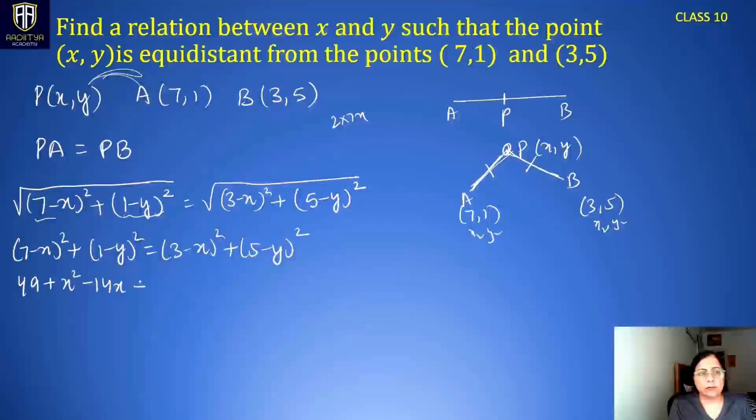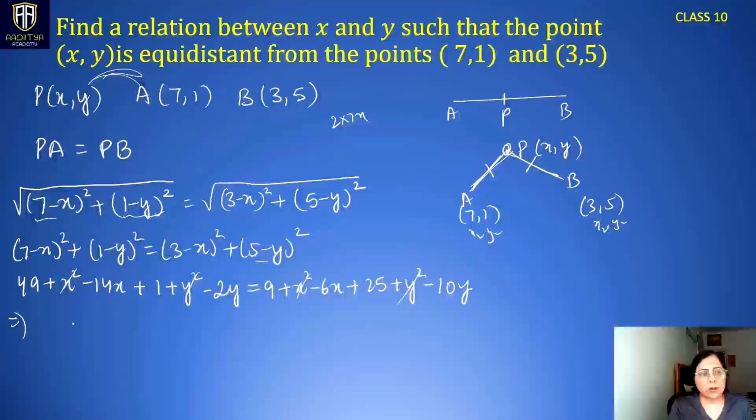Now I am opening the second bracket. This is a square plus b square minus 2ab. On the RHS we have a square plus b square minus 2ab. Now open this: a square plus b square minus 2 into 5 into y is 10y. Now you can simplify this. This x square and y square, x square and y square got reduced. This is 49 plus 1, 50 minus 14x minus 2y. On the RHS, 9 plus 25 is 34 minus 6x minus 10y.